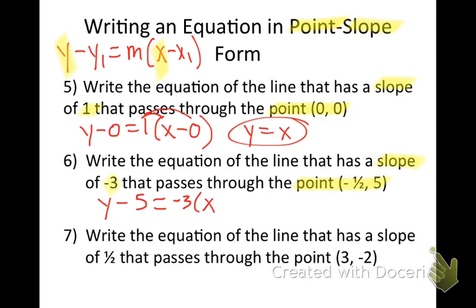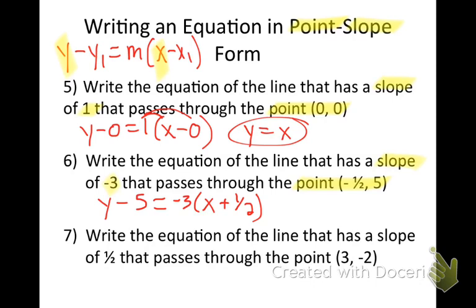Now it says x minus, what's my x coordinate there? It's a negative, so it'll be a positive. Yep, it's going to be x minus a negative, so really that's going to be a positive 1/2. So y minus 5 equals negative 3 parentheses x plus 1/2. And that is in point slope form. Nope, we'll just stop at point slope form right there if it says that.